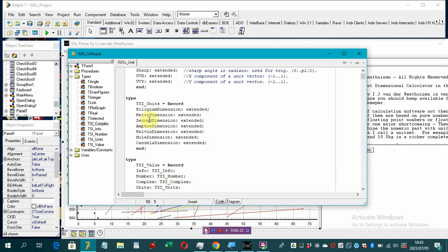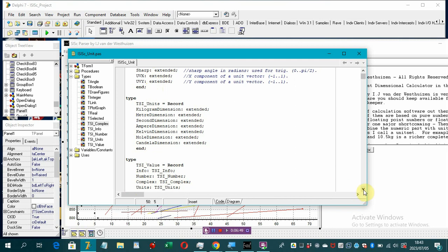Anything to the power of 0 is a 1, and you basically take all 7 base units with their powers and multiply them. Chain multiply them with the complex unit vector and the number part to get the total TSC value. There you see your TSC value is a record. That is just a type declaration. And then you got your info part of TSC info, your number part of TSC number, your complex part of TSC complex, and your units part of TSC units.